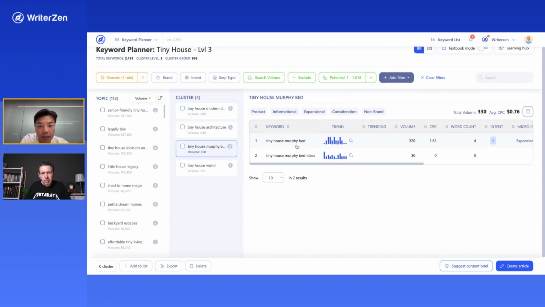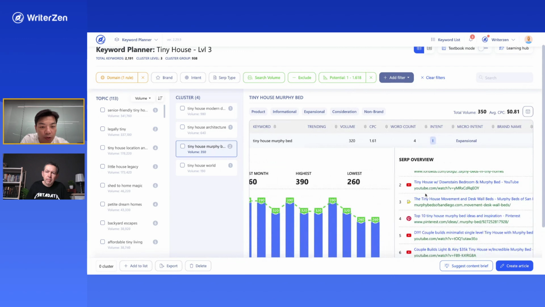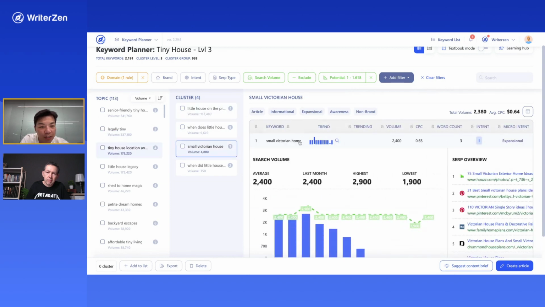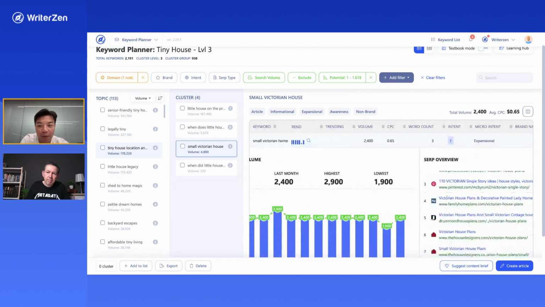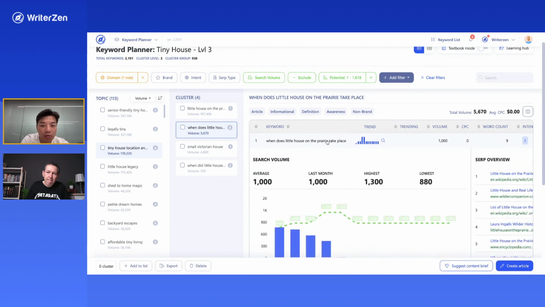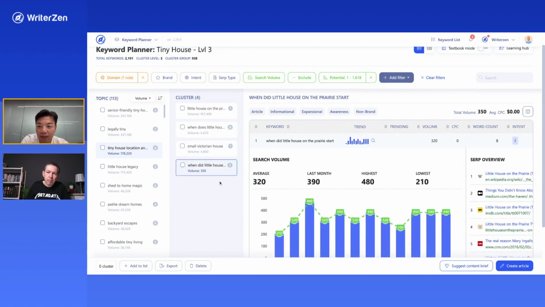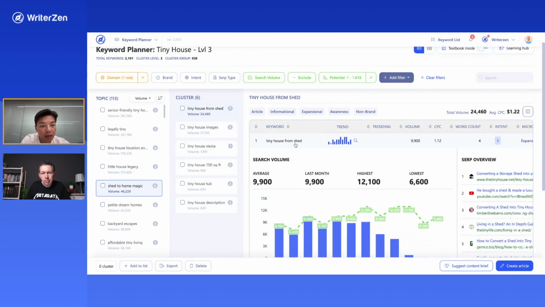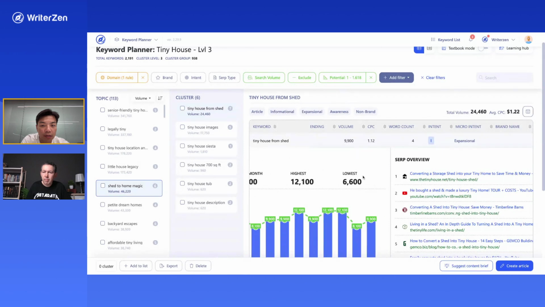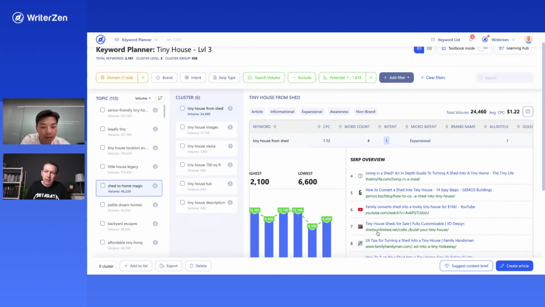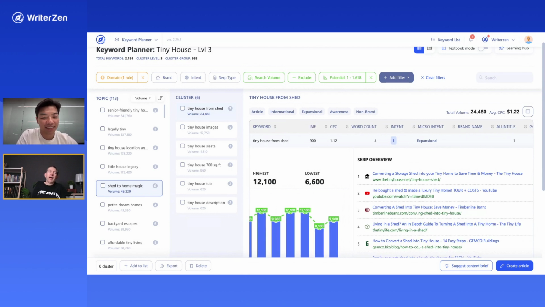So here, as you can see, it's all YouTube and Pinterest ranking on top. Search volume is very high. Small Victorian home again, Pinterest ranking on top. So this again is a huge opportunity. Wikipedia ranking on top. These are all the things that you could utilize. Look at this keyword: tiny house from shed, 9,900 search volume, and it's YouTube ranking number 2. Wow. And number 6. That's wide open. That's a wide open gap there. You can do another video on this one too.